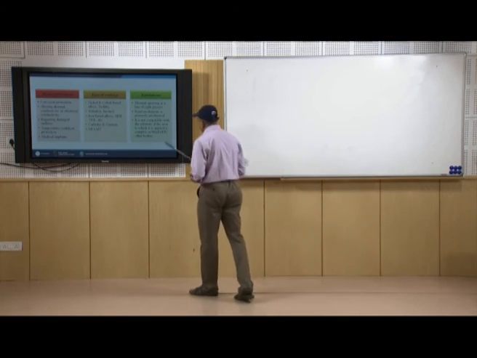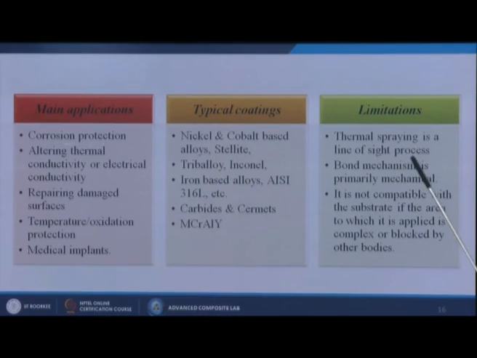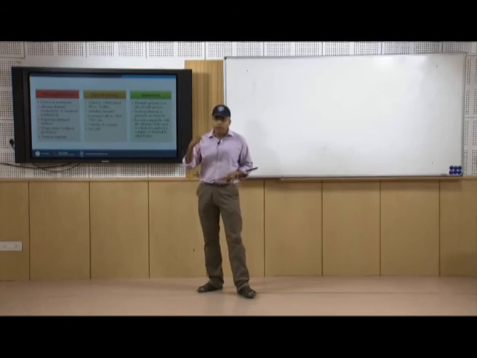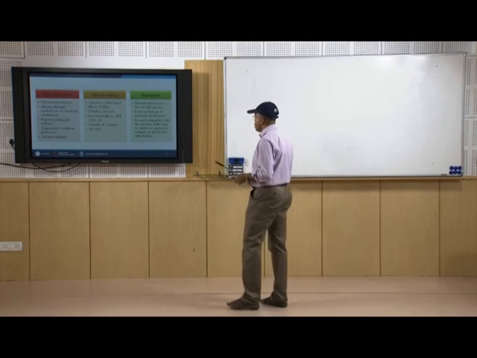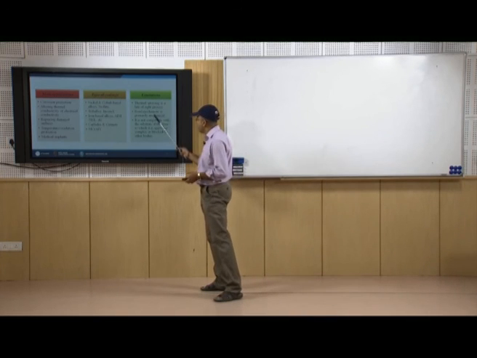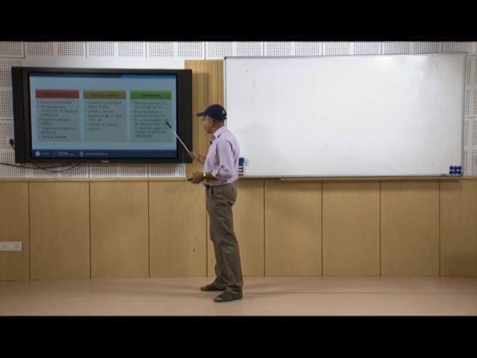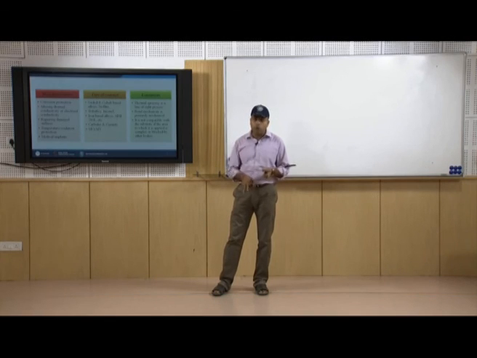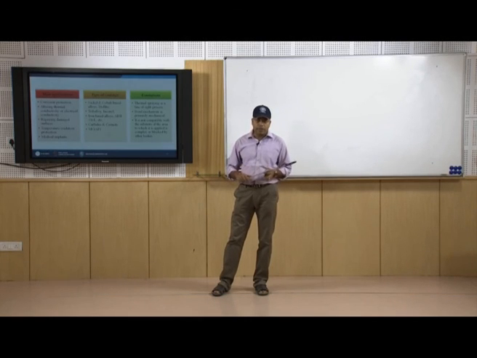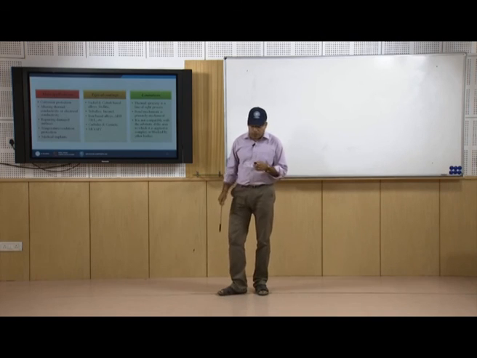What are the limitations? Thermal spraying is a line of sight process. The bond mechanism is primarily mechanical, because we are hitting it, and due to that kinetic energy it is sticking onto that substrate itself by the impact energy. So, primarily the bond mechanism is a little bit mechanical. It is not compatible with the substrate if the area to which it is applied is complex or blocked by other bodies, because this type of coating can't go inside, it can only be done onto the open surface of the substrate, and for very complex shapes it is not good.